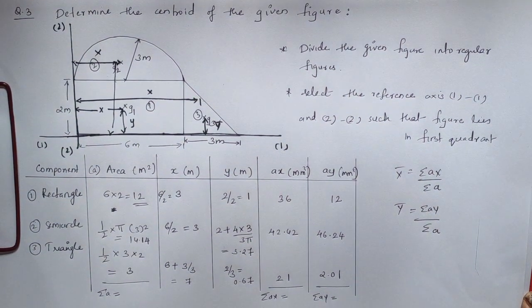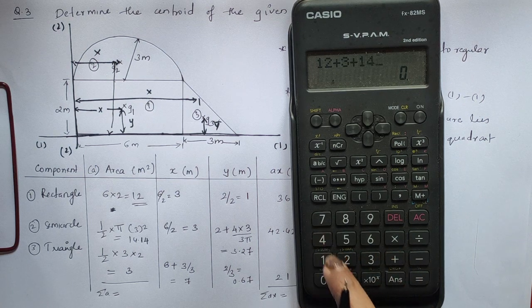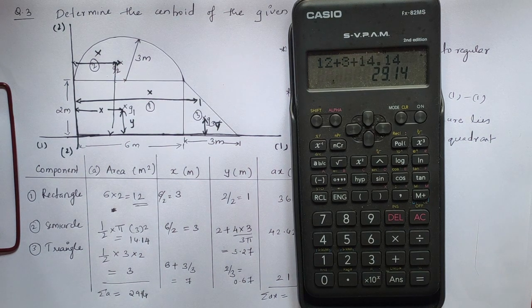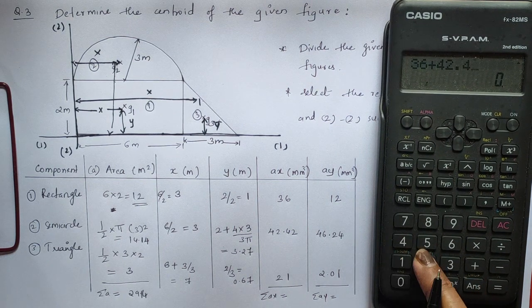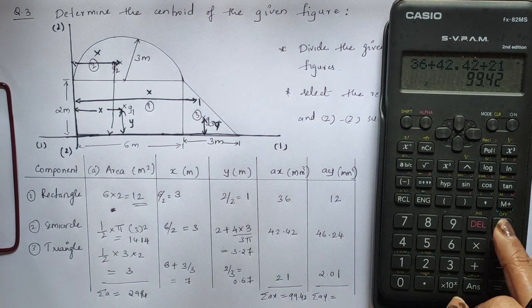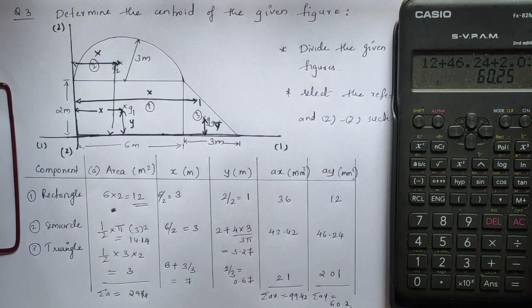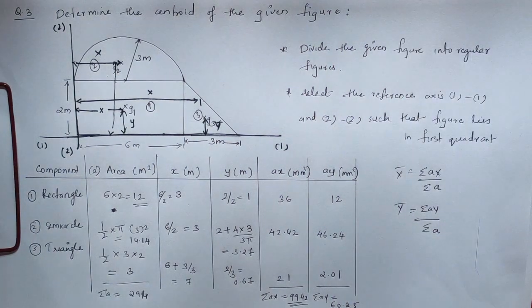Okay, so I'll be showing you here. What is the summation of areas? 12 plus 3 plus 14.14, you get 29.14. Again similarly ax, 36 plus 42.42 plus 21, that is 99.42. And ay, 12 plus 46.24 plus 2.01, that is 60.25. So these are the answers you got, and now directly substitute here.